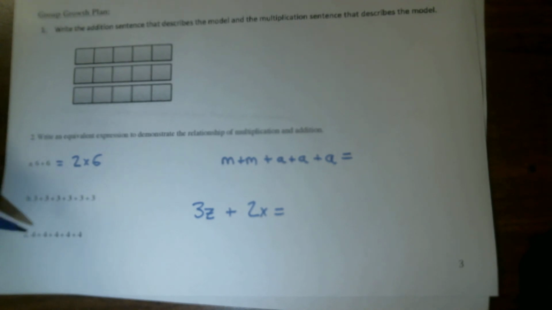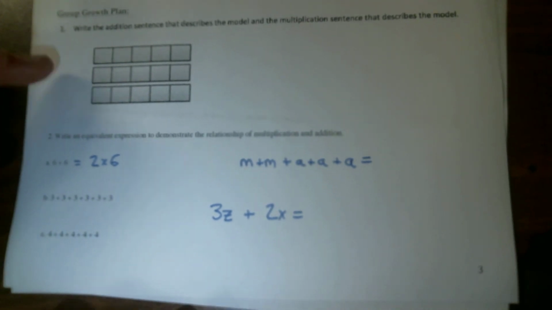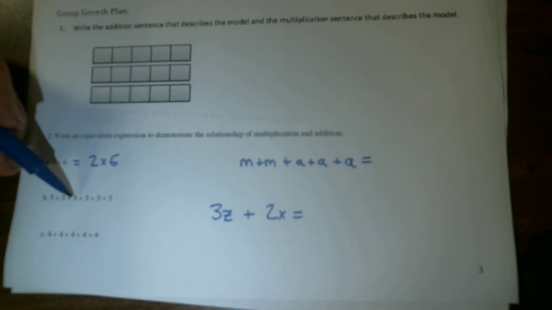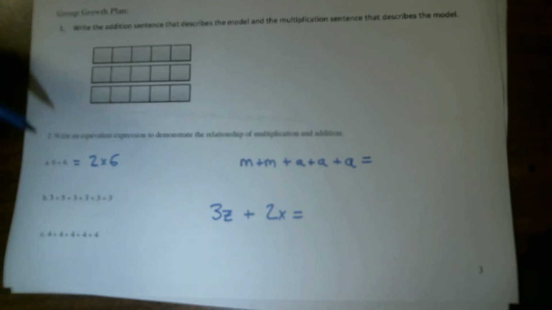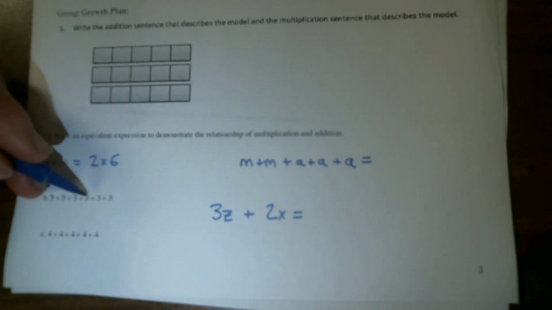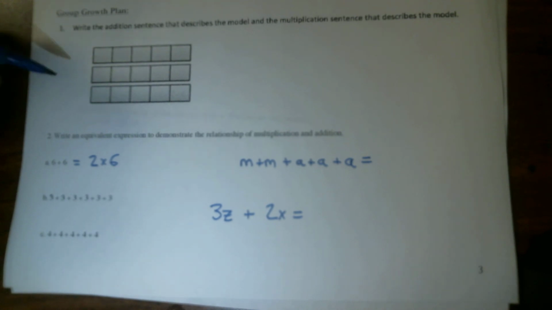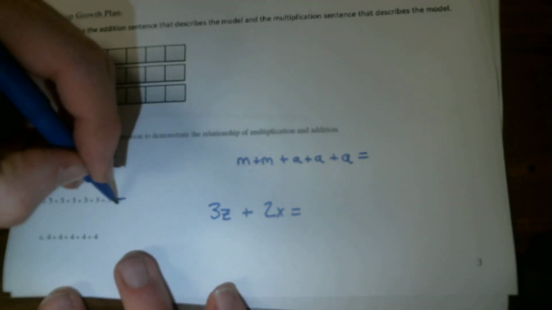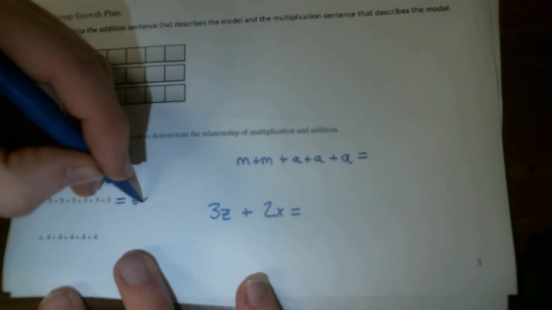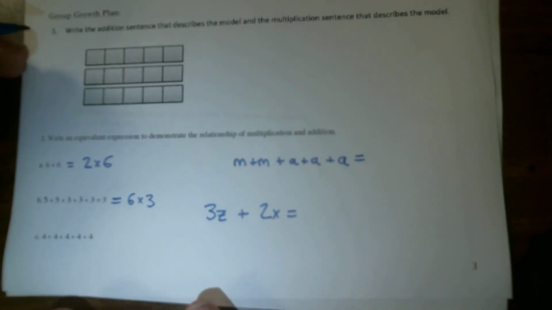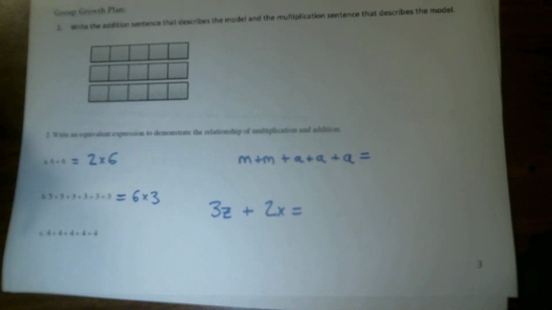Okay, let's look at B and C here. Hopefully my camera will focus up there. I see 3 plus 3 plus 3 plus 3 plus 3 plus 3. It's 3 added together 6 times. We know a short way to do that. Instead of just adding it, we could do 6 times 3. You might have had 3 times 6 as well. That means the same thing.